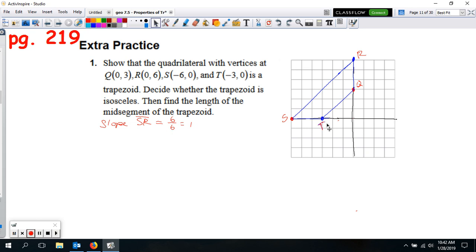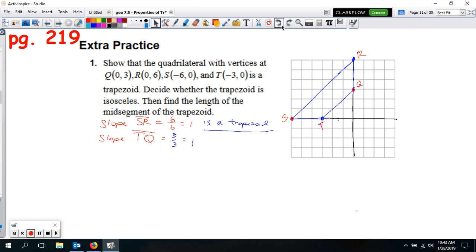And then for the TQ, that's going to be 3 over 3. So I'm going to rise 3 and run 3. It's also going to be 1. So because these have the same slope, and we know these ones do not here, that means it definitely is a trapezoid. It has one pair of parallel sides. And then to decide whether the trapezoid is isosceles, we would need to figure out the length of the legs here, which is ST and the RQ.